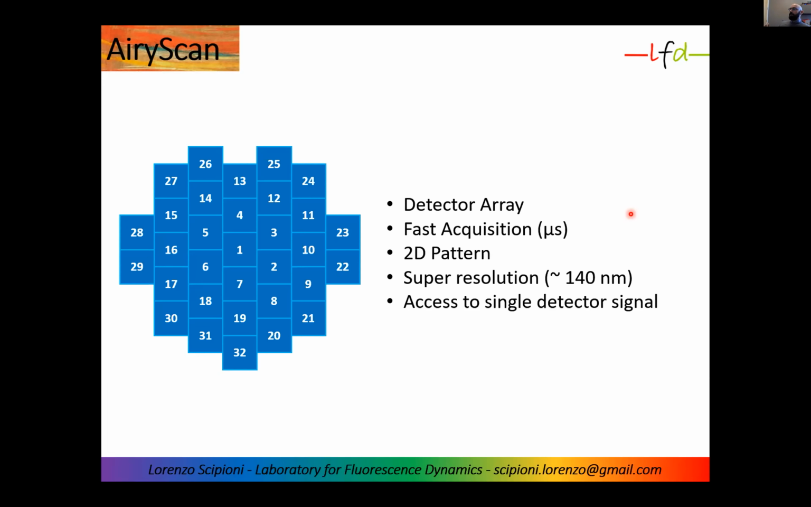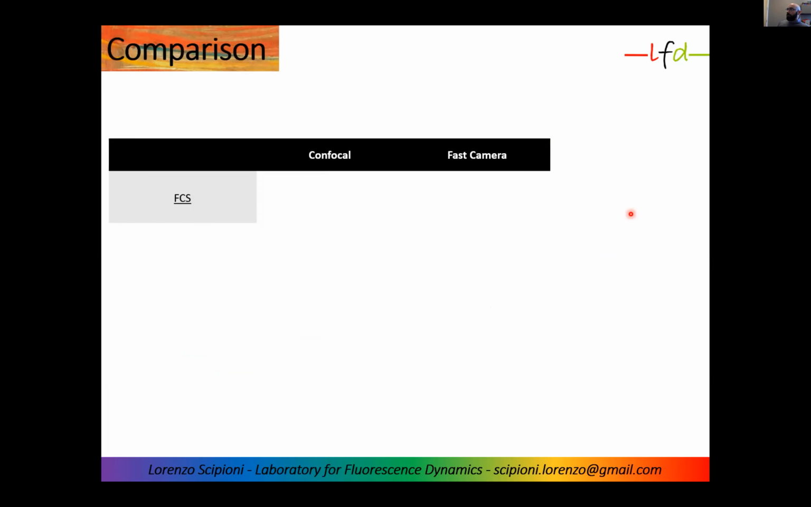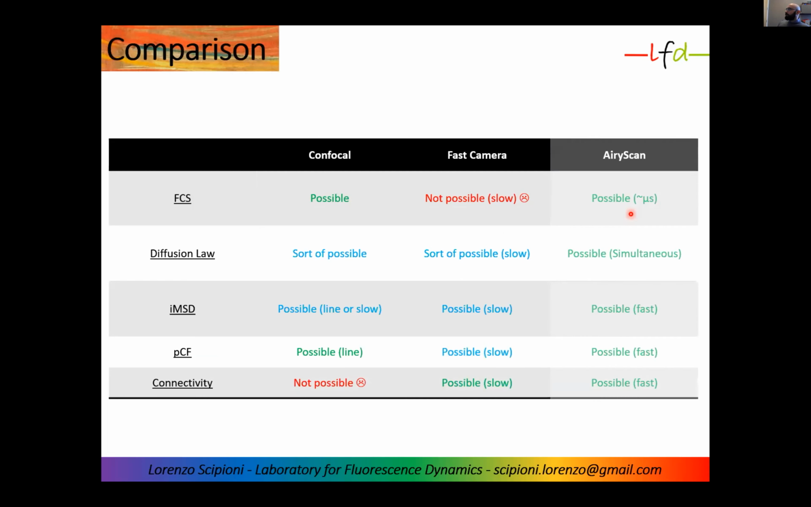Also, the primary purpose of using the Airyscan is to use super resolution. In fact, we can actually use all of the correlation techniques that I just introduced at the super resolution scale, approximately 140 nanometers. As a fast comparison, with the Airyscan, it's possible to do FCS and obtain the diffusion law at the same time in only one shot. It's possible to obtain the iMSD, PCF, and connectivity maps.